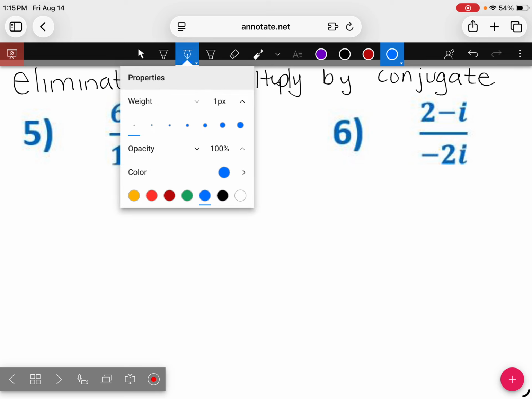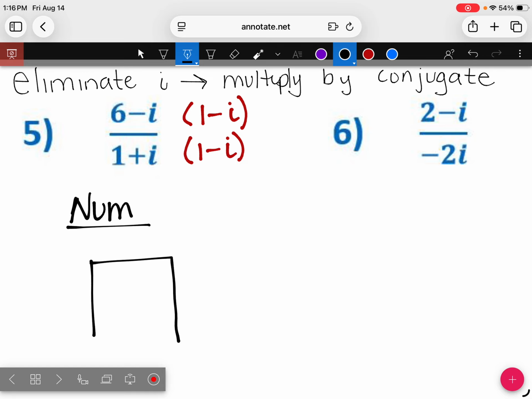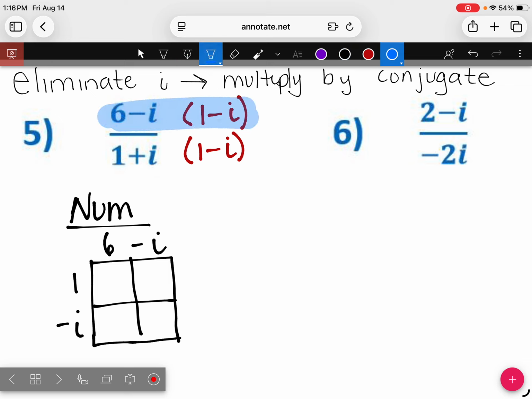Multiply top and bottom by the conjugate, which is 1 minus i. The reason is we have to make 2 boxes, or as Treasure knows another way. But either way, you have to multiply 2 binomials. So in the numerator we have 6 minus i times 1 minus i. This is what I'm multiplying in my numerator. In my denominator, I'm multiplying those 2.